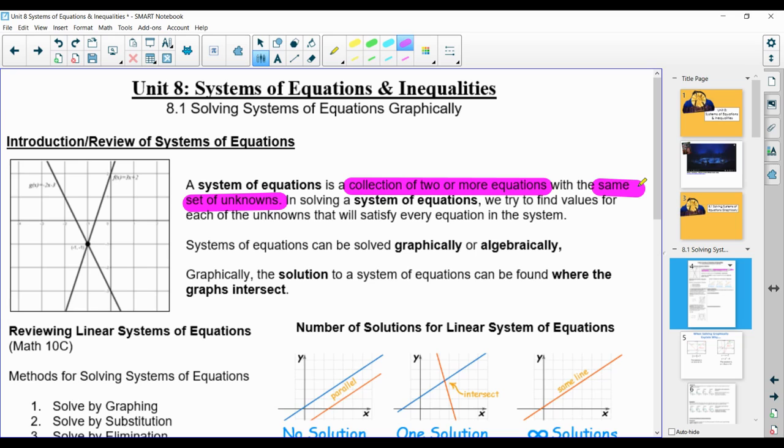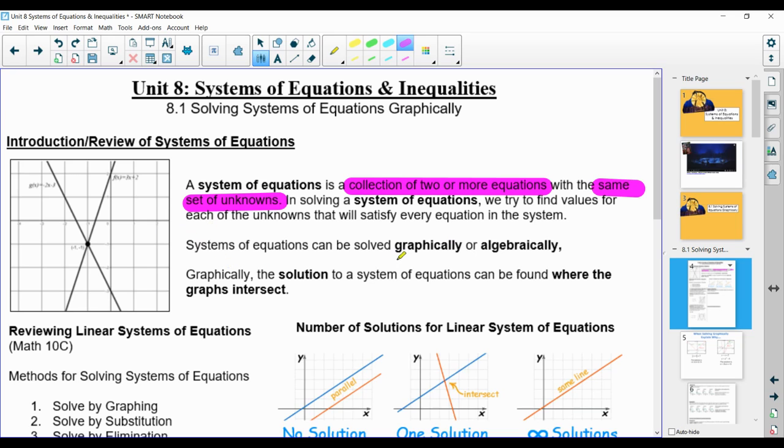And if we were to take that x value and y value and sub them into each equation, it would make both statements true. So when we're solving a system of equations, we have to find values for each of the unknowns that satisfy every equation. So the only way to know that a coordinate or an answer is actually a solution is if those values of x and y make both statements true.